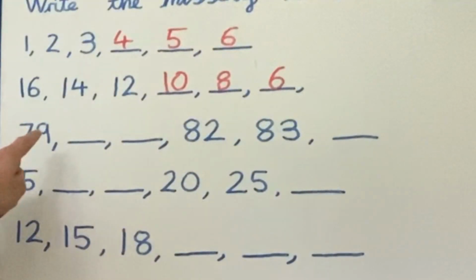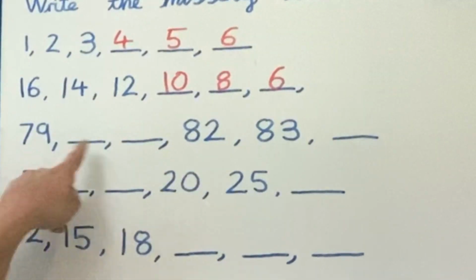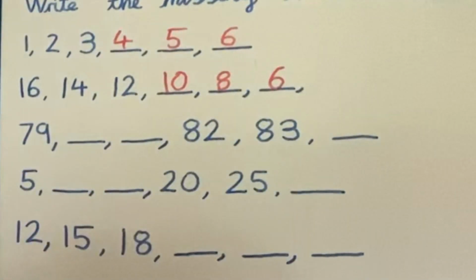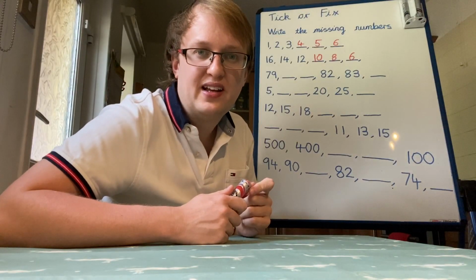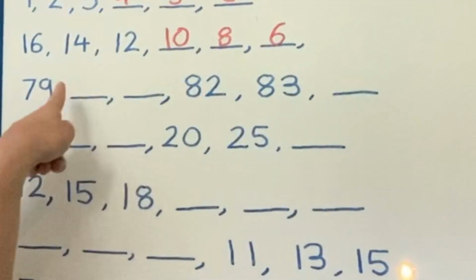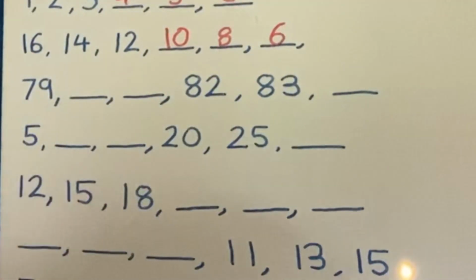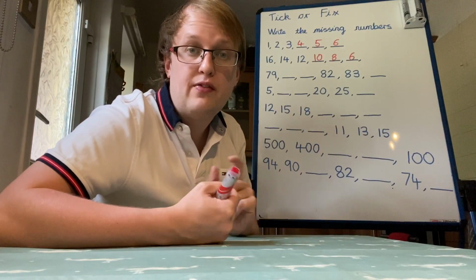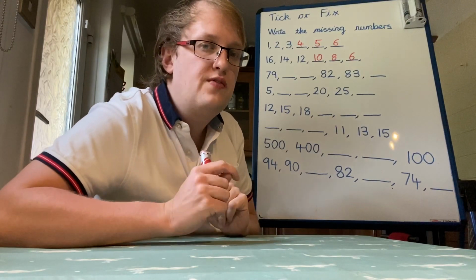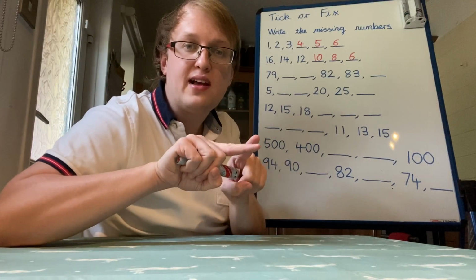So we've started with 79. We don't know what's here yet. 82 and 83. So our numbers are getting bigger. That's right, because 83 is bigger than 82 and 82 is bigger than 79. Next step then is to figure out the difference between the numbers. Now what I'm going to do for this is look at numbers that we already have that are next to each other.